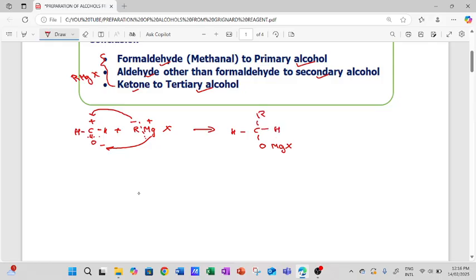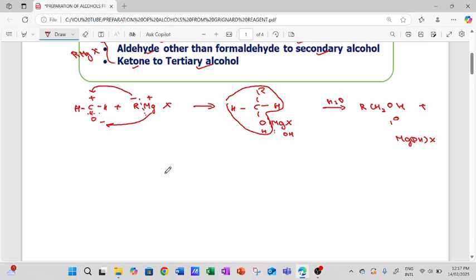So it becomes H-C single bond O-MgX, and on the top you write R as a branch and then H. It is RCH2OMgX. In the next step H2O is added, which undergoes hydrolysis. The OMgX bond breaks, hydrogen is added here and OH is added here because of hydrolysis. So this product changes into RCH2OH, which is primary alcohol, plus the byproduct MgOHX. This is how we write the mechanism.